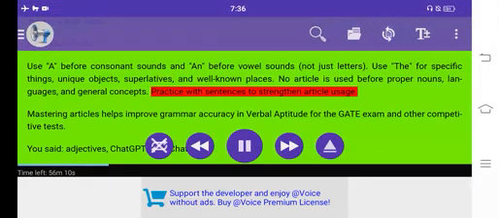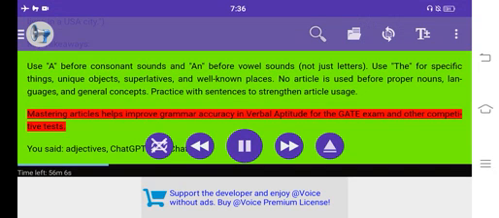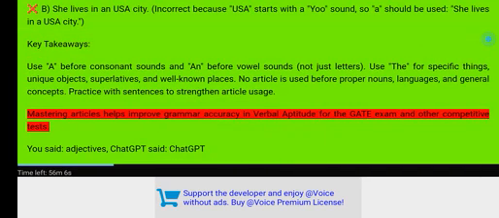Practice with sentences to strengthen article usage. Mastering articles helps improve grammar accuracy and verbal aptitude for the GATE exam and other competitive tests.